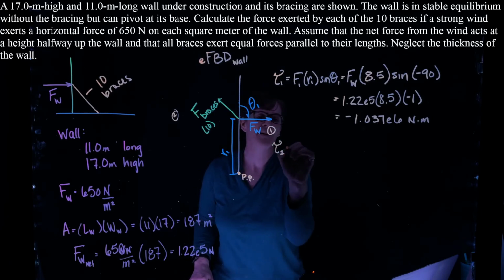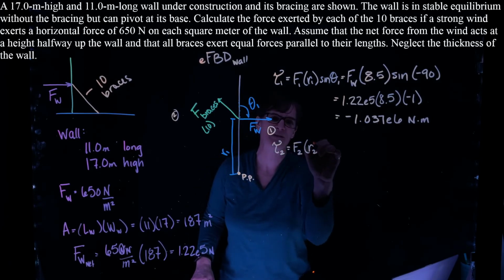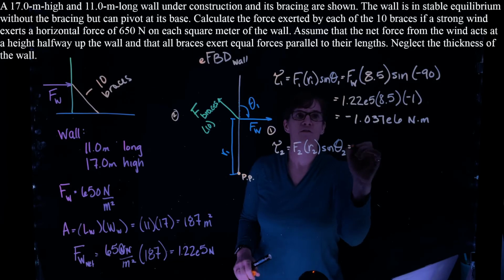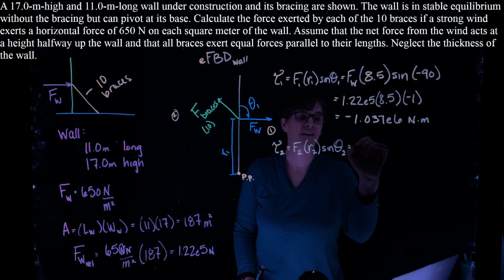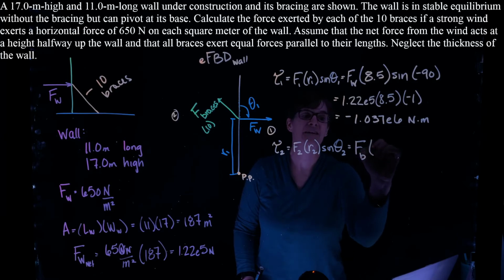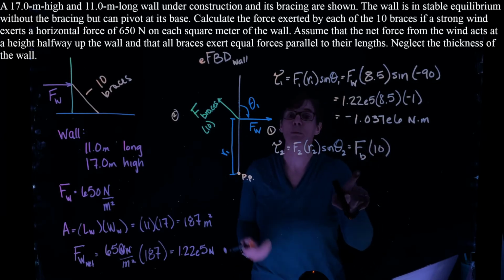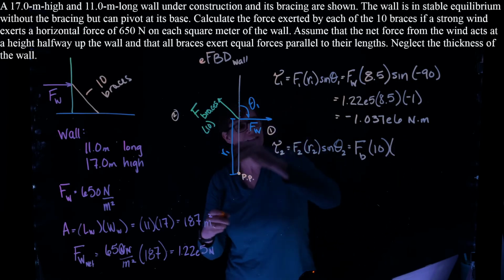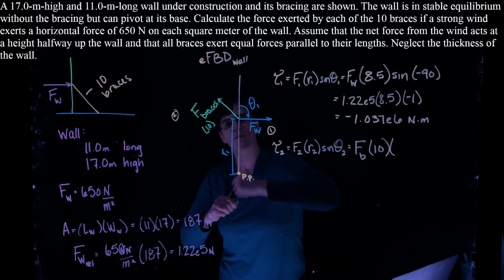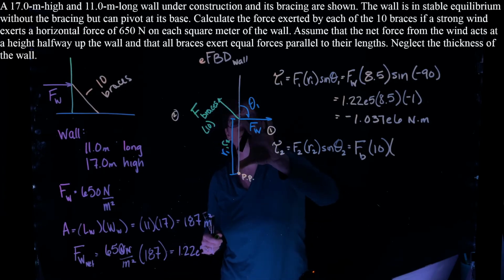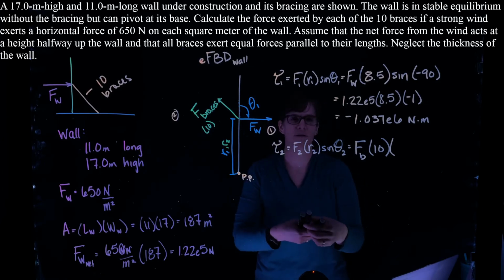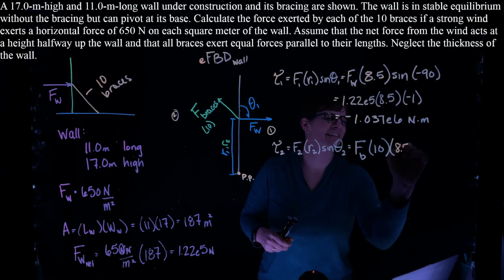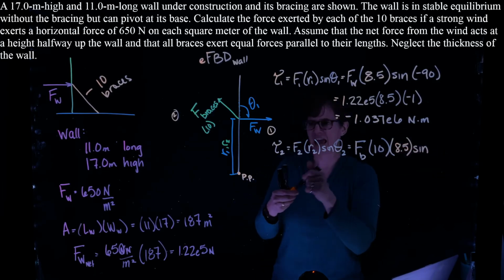Torque 2, of course, is force 2 times the radius 2 times the sine of the angle between those two. Well, the force of those braces, we have the force of the brace. We have 10 of them, so I'm going to multiply the force of any one brace by 10. It too is acting at that same radius, so this radius 1 is also R2, the distance between the pivot point and that force acting. So that is 8.5.